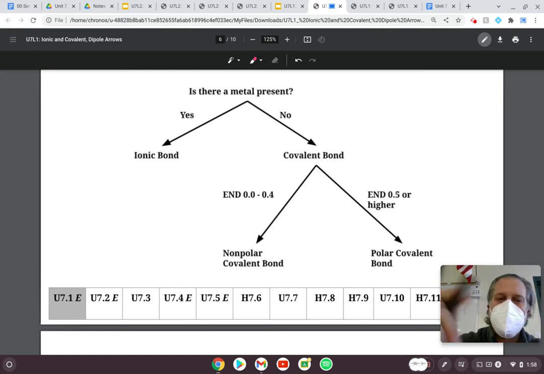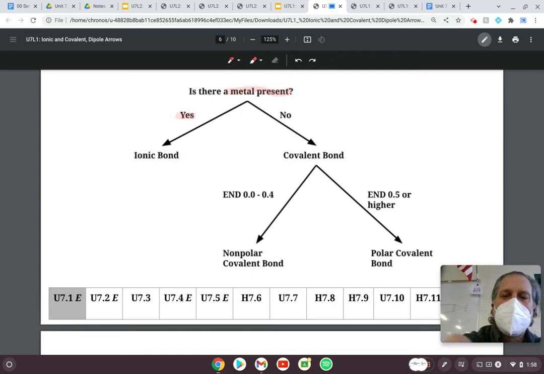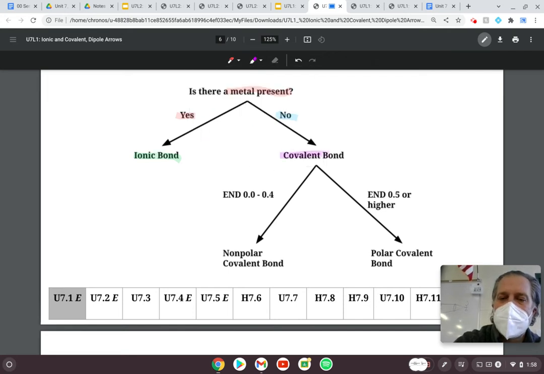Okay. So, the first question that you ask yourself in terms of what type of bond am I dealing with is, is there a metal present? Okay. So if there's a metal that's present, if the answer to that question is yes, you have an ionic bond. If the answer to that question is no, you have a covalent bond. And END is code for something that we call electronegativity difference.